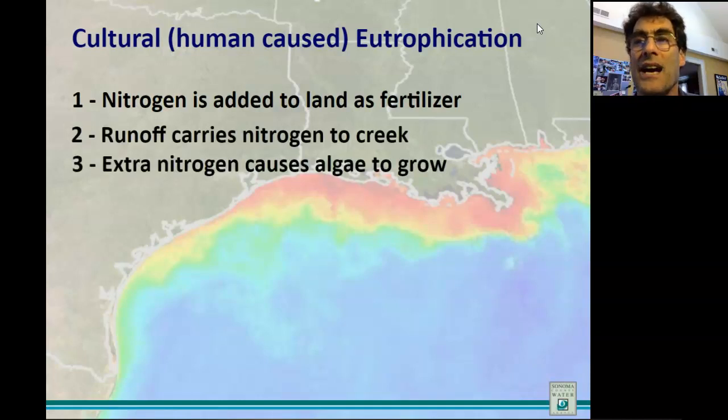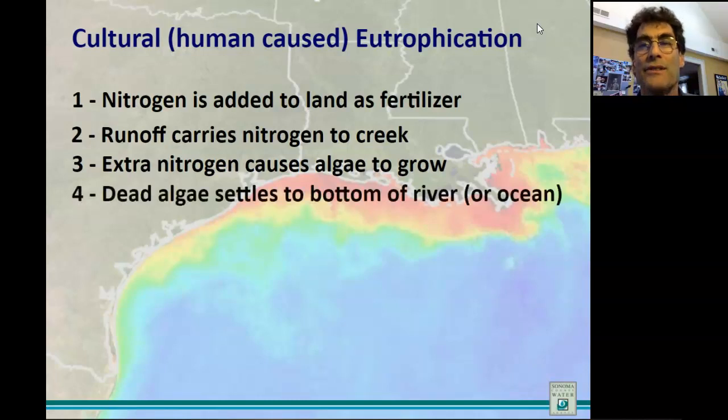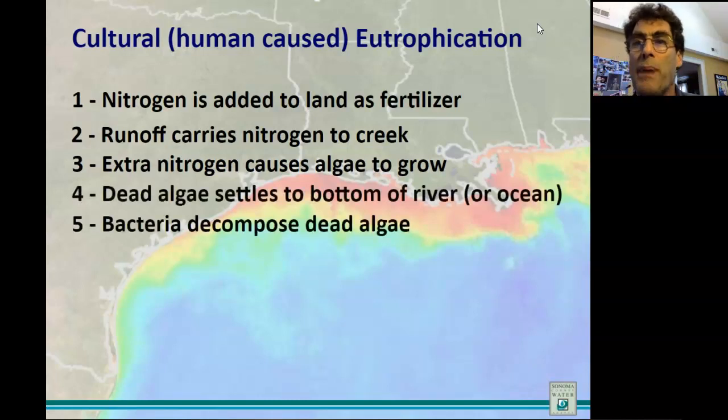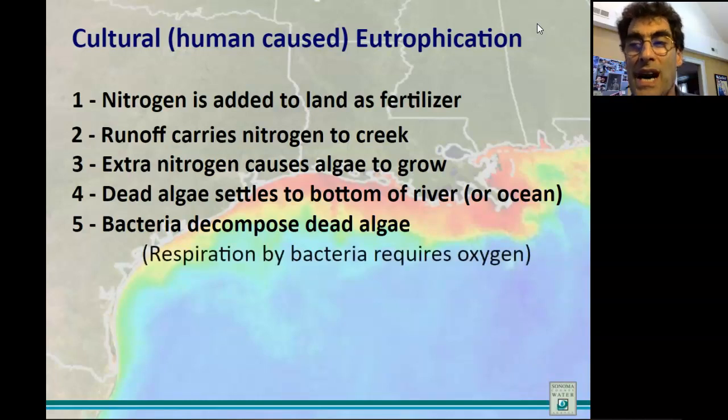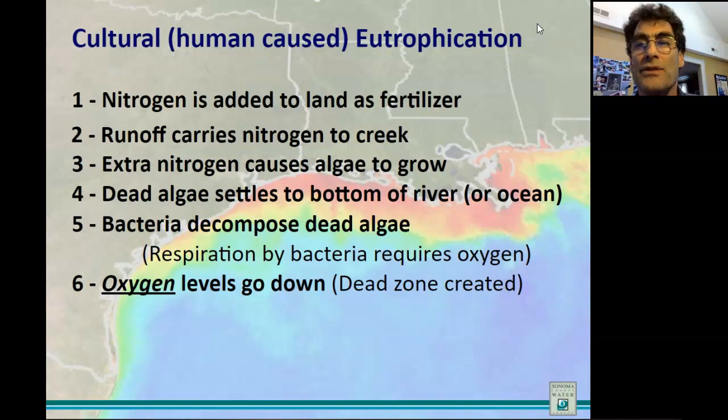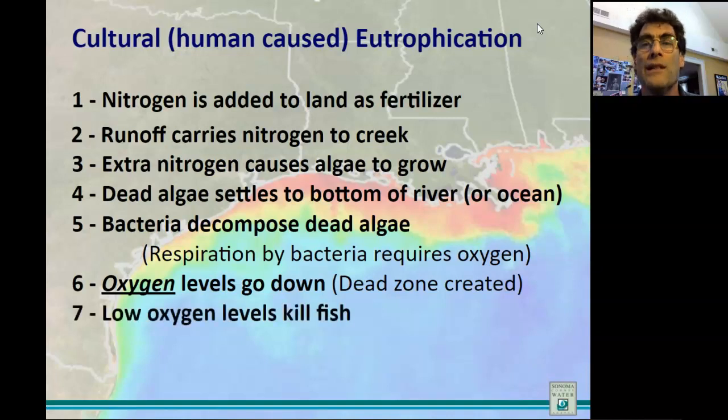Extra nitrogen causes algae to grow. The dead algae settles to the bottom. Bacteria decompose that dead algae. That requires oxygen. Oxygen levels go down. You create a dead zone, and you're not quite done yet. You got to go all the way. Anytime that you talk about an environmental consequence, you should talk about killing something. I mean, take it all the way to low oxygen levels kill fish.